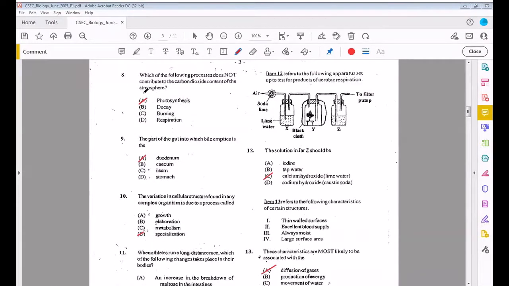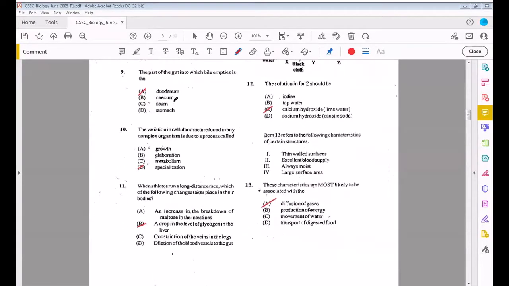8. Which of the following processes does not contribute to the carbon dioxide content of the atmosphere? The answer is A, photosynthesis. Photosynthesis removes carbon dioxide from the environment. Number 9, the part of the gut into which bile empties is the A, duodenum. 10, the variation in cellular structure found in any complex organism is due to the process of despecialization. Remember, I said previously, know that the next word is differentiation, just in case either comes.